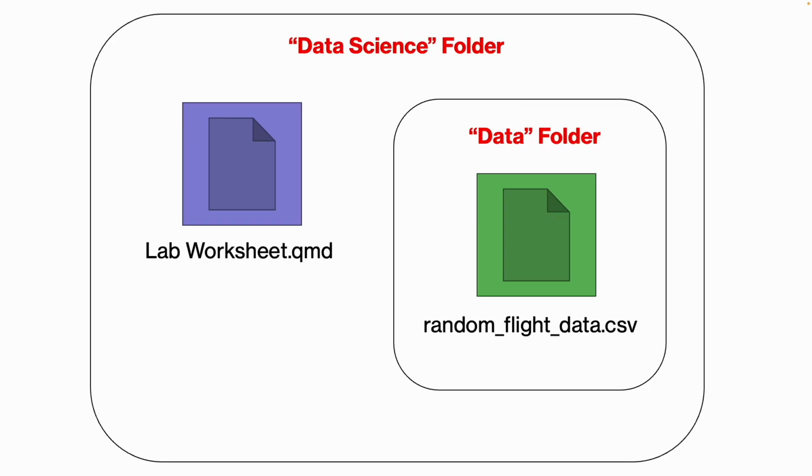So first, let's consider how our files would be set up on a hypothetical computer. We have here a folder called Data Science. Inside this Data Science folder, we have a worksheet called Lab Worksheet. Within this Data Science folder, we have a subfolder called Data, and this folder stores randomflightdata.csv. As a bit of terminology, if we were to double click this QMD file and it would open in R, the Data Science folder would be what we call the working directory.